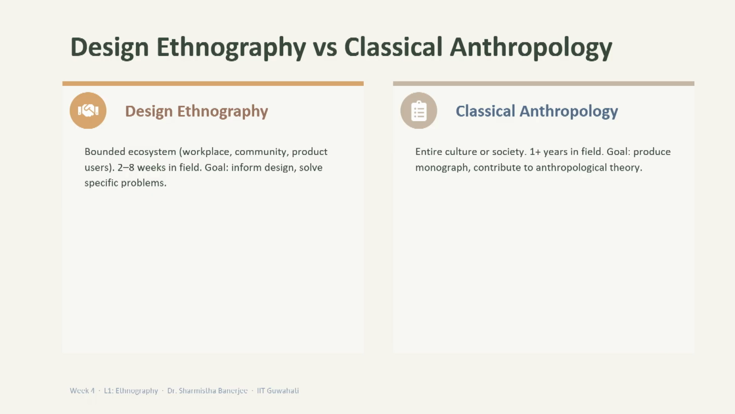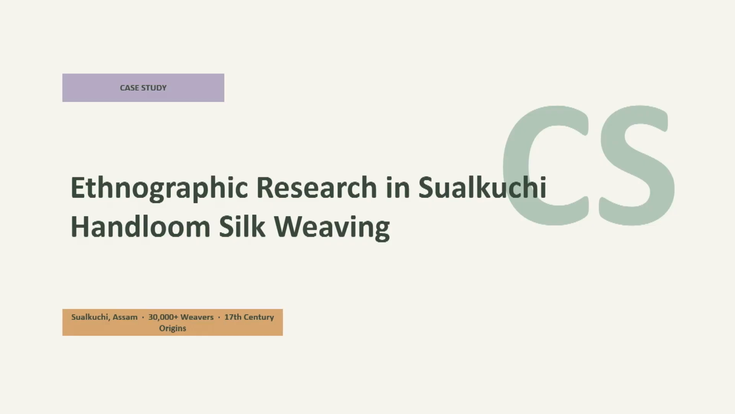The goal over here is to produce monographs and contribute to anthropological theory, which is about understanding of culture, understanding of meaning creation, understanding of values for that particular culture. So now let's look at ethnographic research as a case example in the Sualkuchi handloom silk weaving cluster.